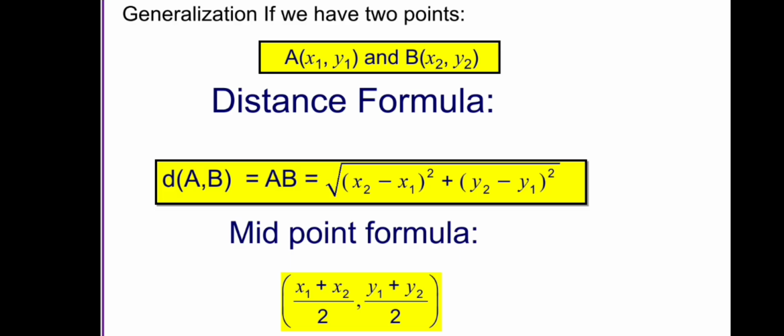Let's suppose we have 2 points A and B. A point is (x1, y1) and B point is (x2, y2). And we have to find the distance between these 2 points. Then we are going to use the distance formula. And the distance formula is the square root of (x2 minus x1) whole square plus (y2 minus y1) whole square.